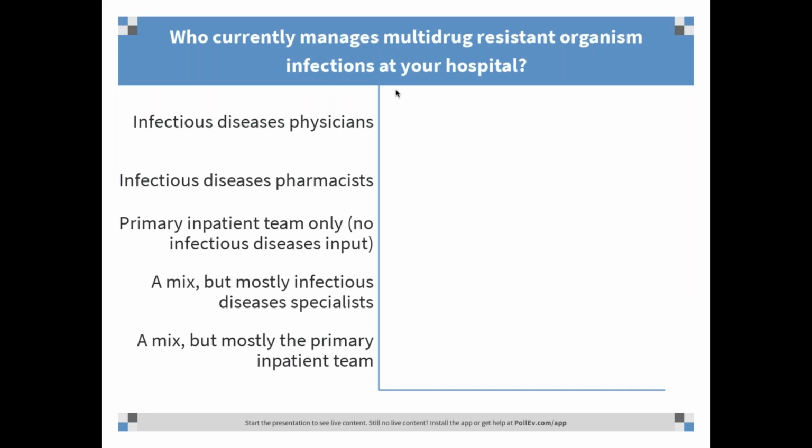So, like I said, these questions are just a little bit about what's going on with infectious disease consults at your hospital. For this one, who currently manages patients with multidrug resistant organism infections at your hospital? Is it infectious disease physicians, infectious disease pharmacists, or just the primary inpatient team, whether that's medicine or surgery or neurology or whatever the service may be? Maybe you have a mix, maybe it's primary team, pharmacists, physicians, and it's mostly infectious disease, or maybe it's mostly the primary team, but a mix. So just wait for some responses here.